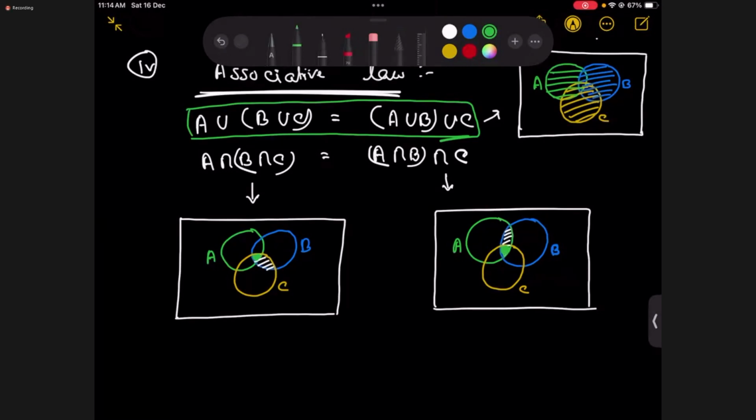But the difference is their construction, how we have got the two sets. In the first case, we are first taking the intersection of B and C, and then taking the intersection with A. But in the second case, we are taking the intersection of A and B, and then taking the intersection with C. And in all the cases, we are getting the same set. This is called our associative law.